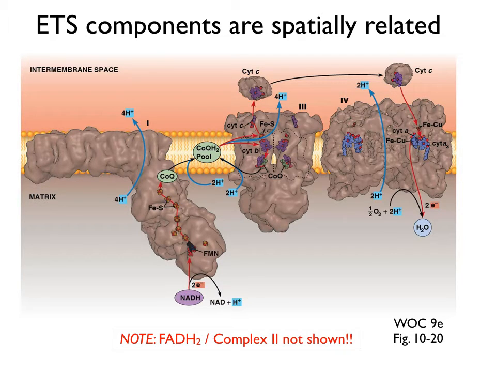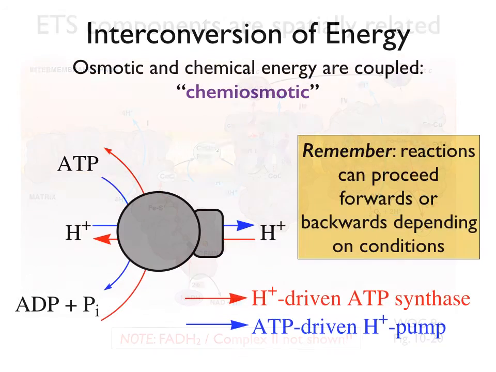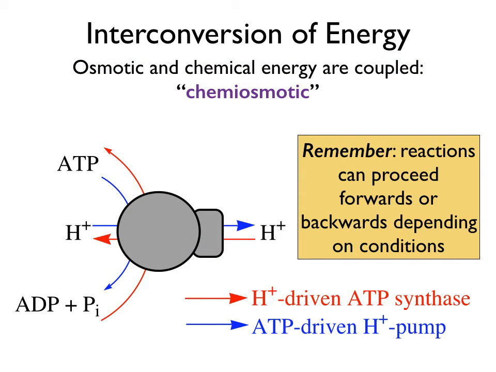consider in more detail what's going on with this whole proton gradient. And it was Mitchell's brilliant idea that you could somehow couple chemical and osmotic energy generated through this proton gradient to make ATP. And this interconversion of energy using an electrochemical gradient, because it involves osmotic and chemical energy, was called the chemiosmotic model for ATP synthesis.